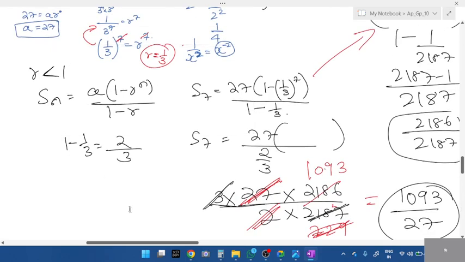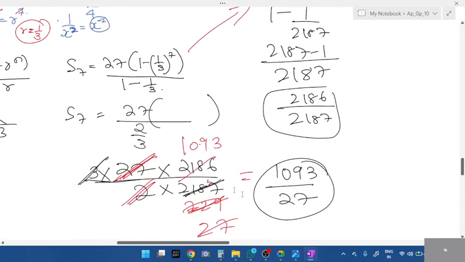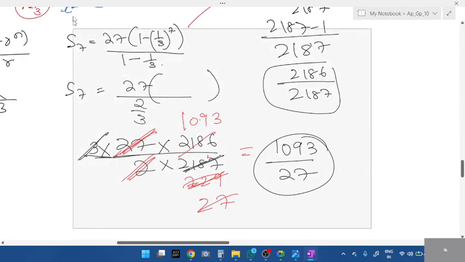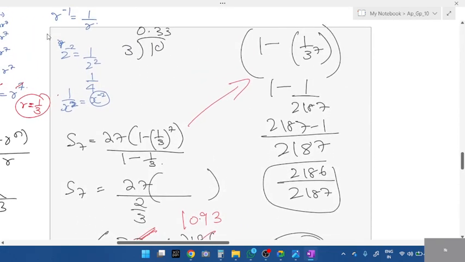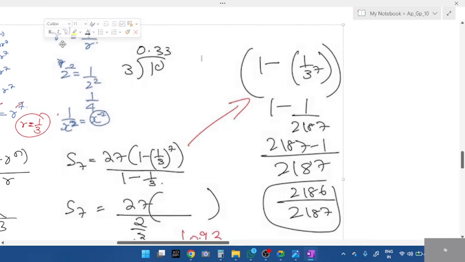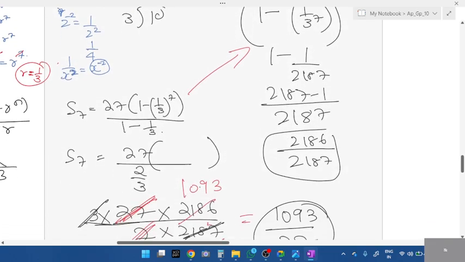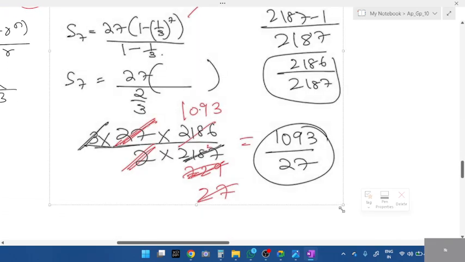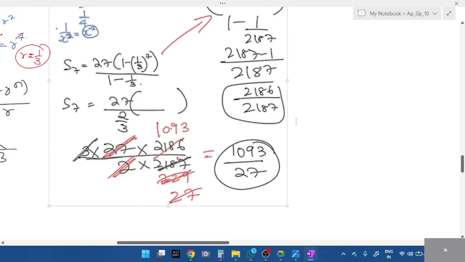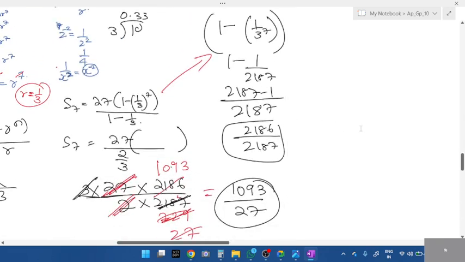This right hand side part, see, for this calculation itself you would take at least 2 to 3 minutes. So remember, for GP questions, whether it is GP or AP, if they ask you to find the S of n value, it is going to be tough, students, a lengthy calculation. Look at the calculation part.